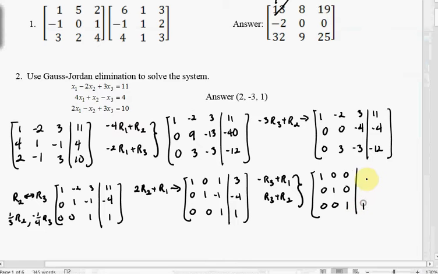So row 3 stays the same. We said negative row 3 plus row 1, so negative 1 plus 3 just gives us a 2. And then you add row 3 to row 2: 1 minus 4 is negative 3. And that's what the answer called for. And we're good. Any questions there?